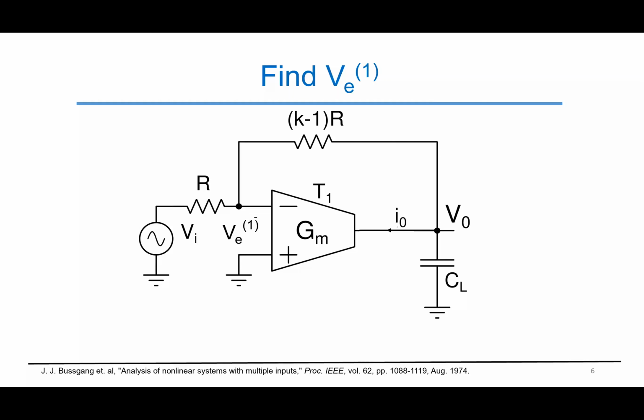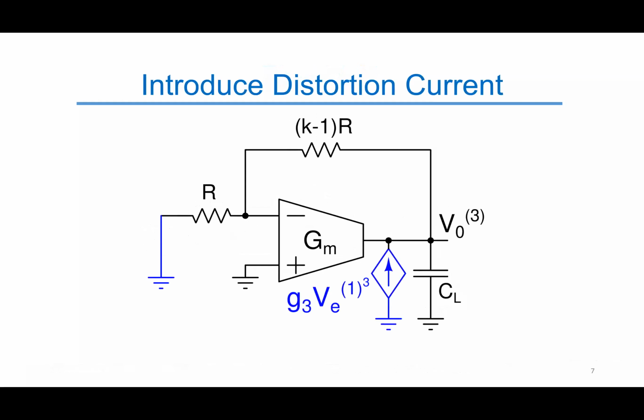The superscript 1 refers to the first harmonic component of the signal. Now that we have found VE, we use this information to inject a current proportional to VE cube to model the third order distortion of the transconductor. Note that while doing so, we have desensitized the input.